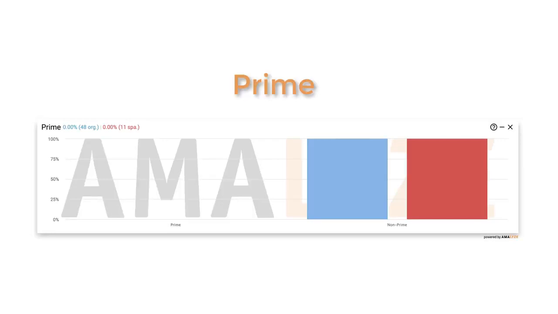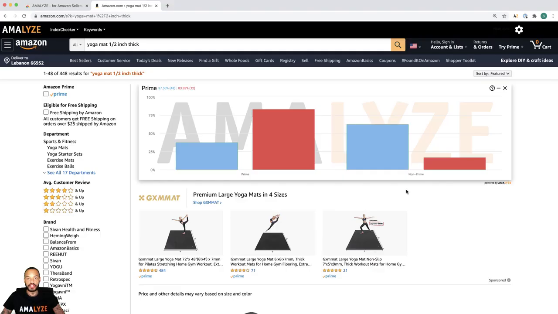The prime badges. In order to check quickly and easily if the search results for a certain keyword were detected with a prime badge or not, you can use this widget here. At first, we see that we give you the information about the prime badge availability of organic and sponsored products. On the right side, we see that we also give you the information of the non-availability when it comes to the prime badge of the search results.